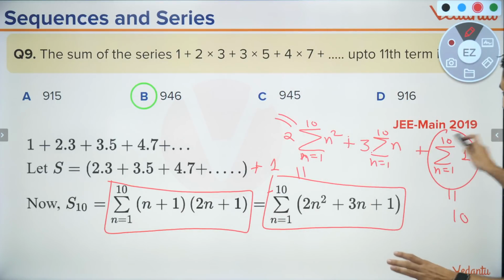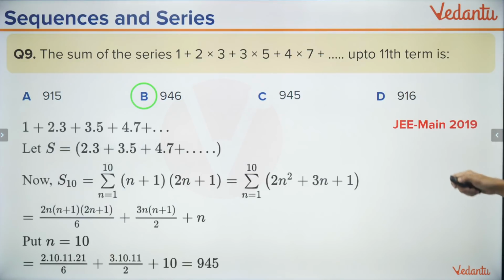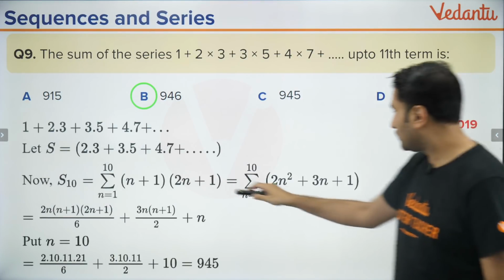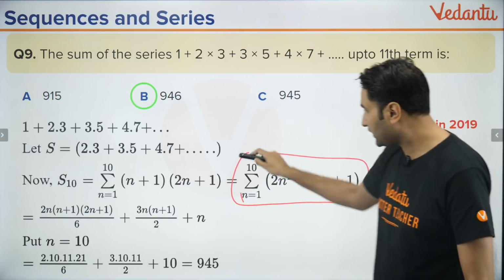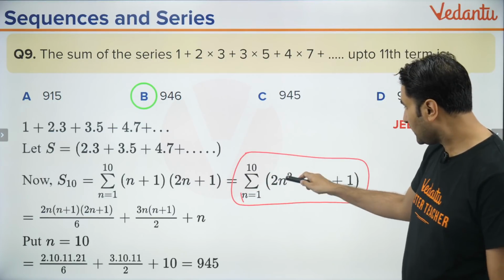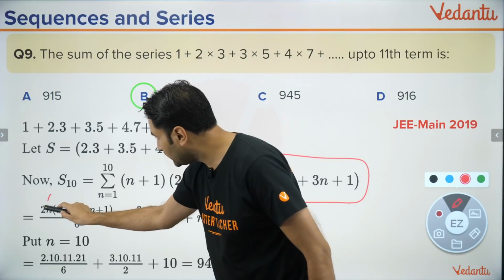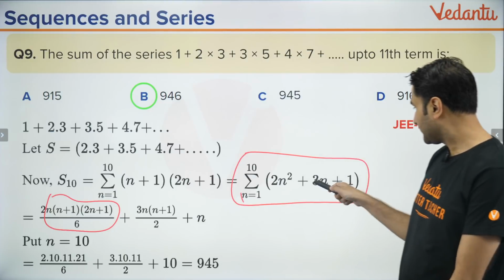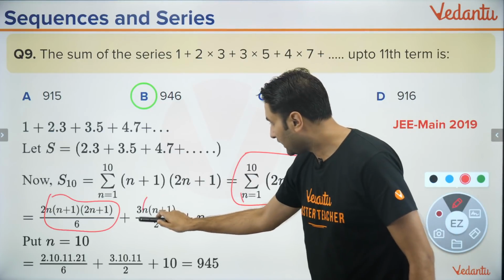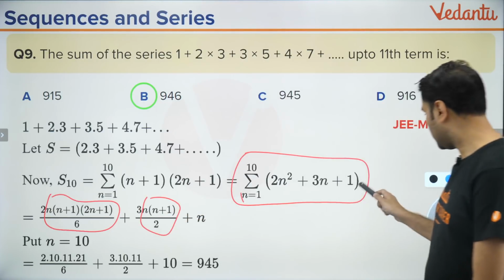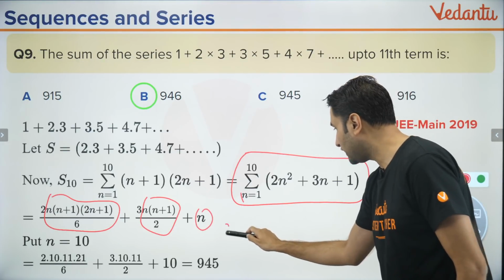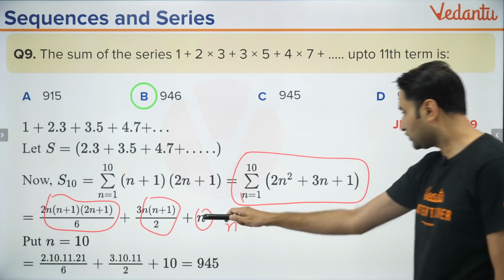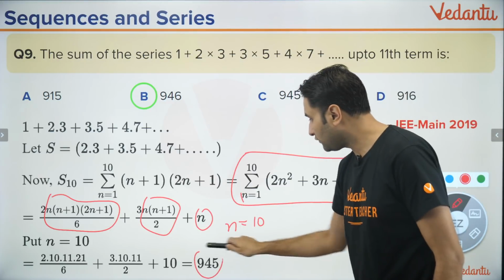ये समझ में आया यहाँ तक? Anybody any doubt? Now next step. Now let's apply the formulae directly. क्या किया अपन ने? So we got till here. Apply the formula: 2n square, so 2 into n into n plus 1 into 2n plus 1 by 6, plus 3 into n into n plus 1 by 2. This is n and the value of n is 10. As soon as you put it, you will get 945.